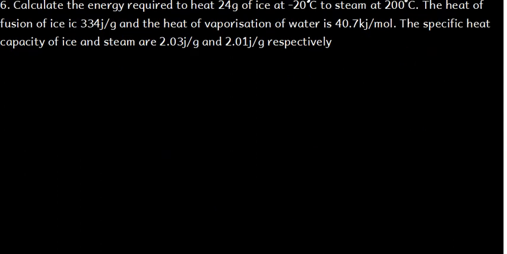Now, question 6. Calculate the energy required to heat 24 grams of ice at negative 20 degrees to steam at 200 degrees. So what we have first, let's consider this. This will represent the temperature. This will represent the heat that we are supplying. So if you have got ice which is at negative 20 degrees, let's say negative 20 is here. This ice first, we need to raise the temperature. We are supposed to raise this temperature up to 0 degrees.